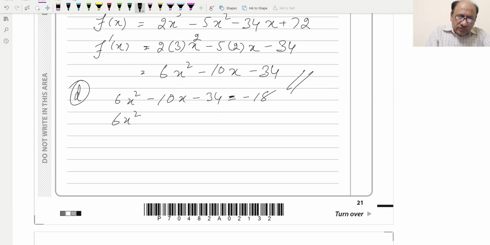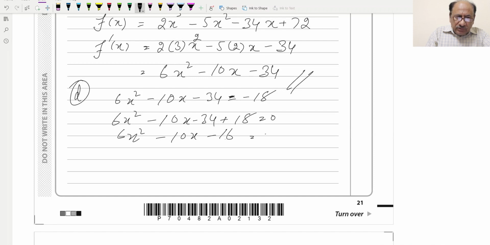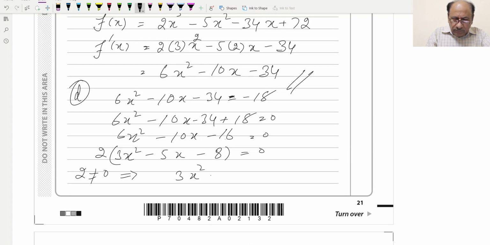So 6x squared minus 10x minus 34 plus 18 is equal to 0. So 6x squared and minus 10x, and minus 34 plus 18 will be minus 16, is equal to 0. 2 we can take common, so inside will be 3x squared minus 5x minus 8 is equal to 0. 2 cannot be equal to 0, so this implies 3x squared minus 5x minus 8 is equal to 0.